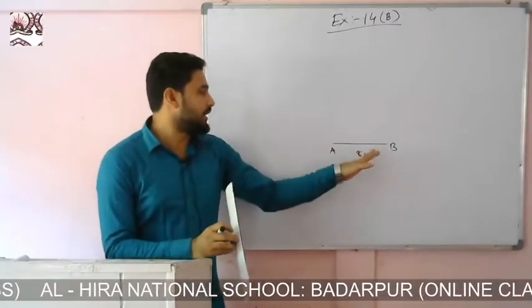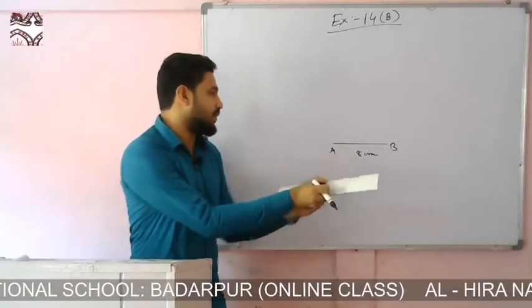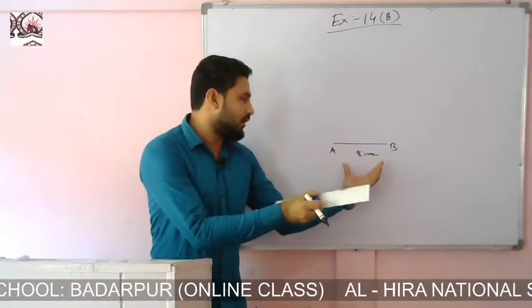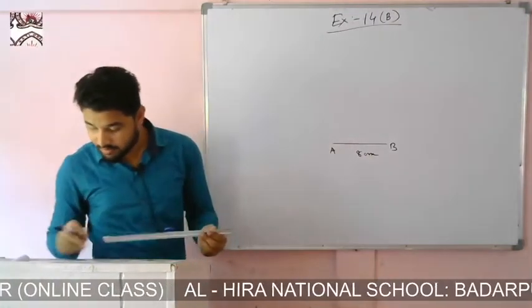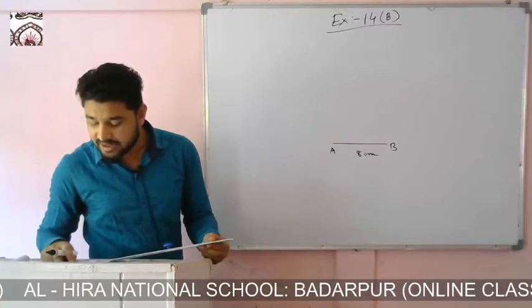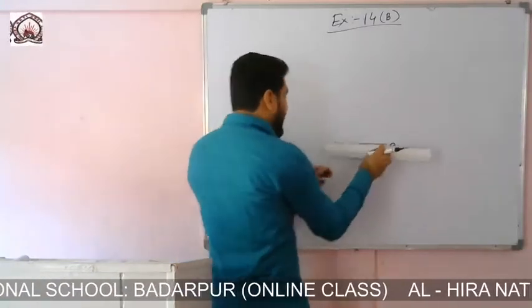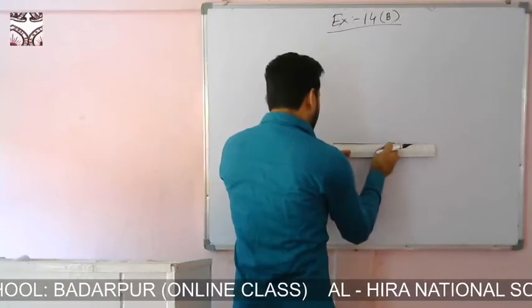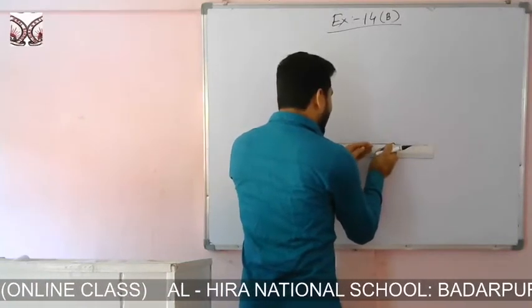You do it at home with the scale and compass. I have taken from my scale, for that reason it is a bit small. AB such that AP equals to 4.5. So again, place your scale at the line segment AB. Then you take 4.5.